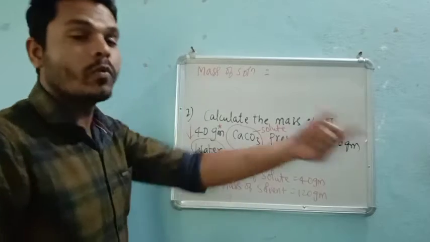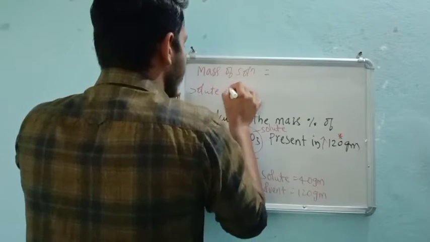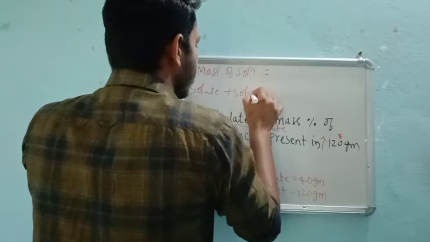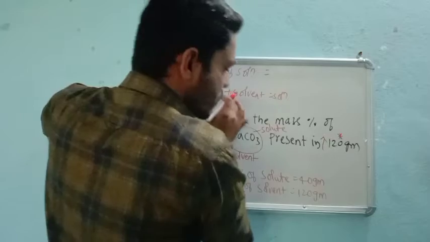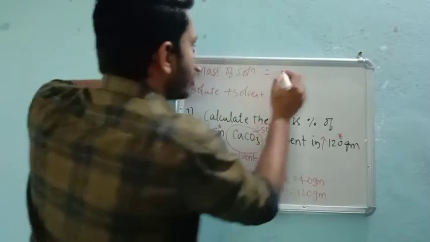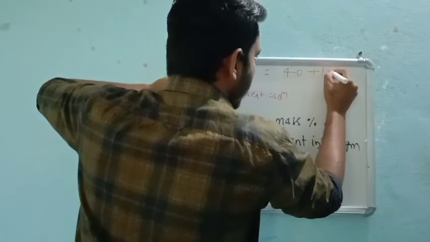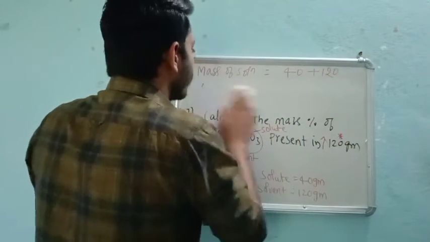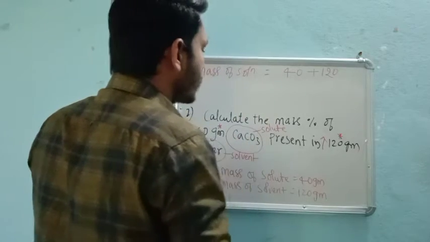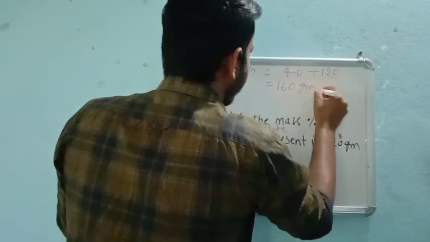Solute plus solvent is equal to solution. So how much solute is present? 40 gram, plus how much solvent is present? 120 grams. So our mass of solution becomes 160 gram.